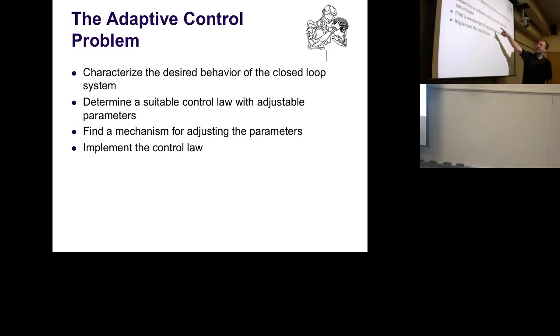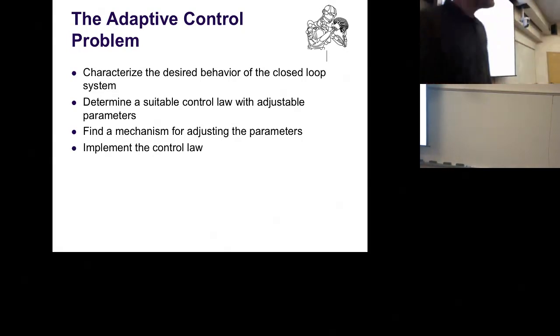And then you basically have to figure out a suitable control law with some adjustable parameters, assuming that you cannot make up the control law all by yourself. And last but not least, you have to find a mechanism of adjusting the parameters and implement them. So this is the standard scenario of how to get going for adaptive control.